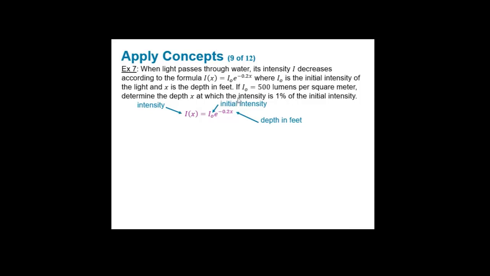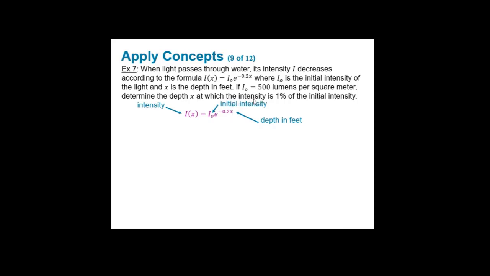Then I go down and go, okay, now what am I given? I'm given that I naught equals 500. So I'm going to replace this initial intensity number with 500. I'm also saying, what is x? Because it says determine the depth. So I don't know x. So eventually I'm going to have to solve for x.